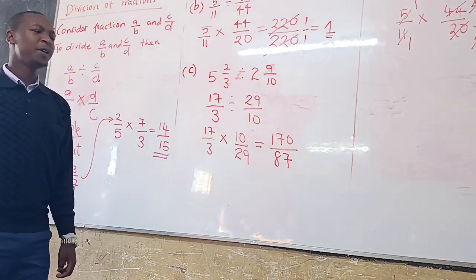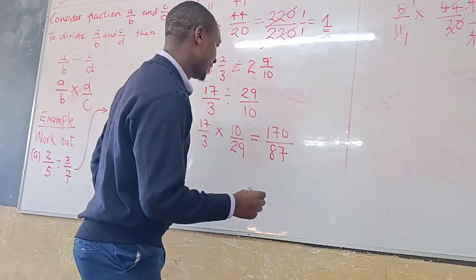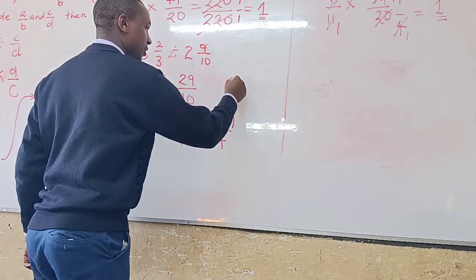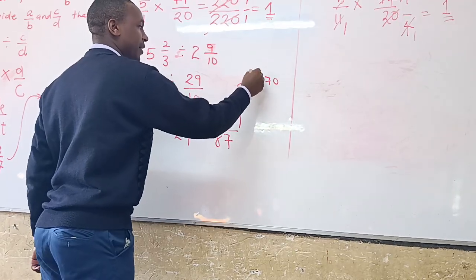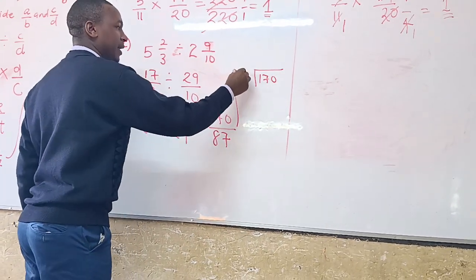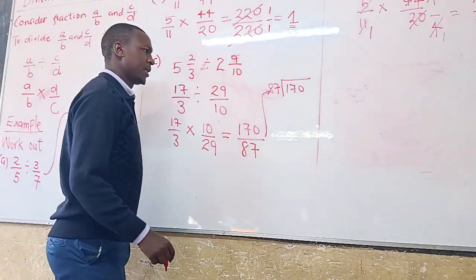Now, do we leave our answer at that? No. So we say 170 divided by 87.